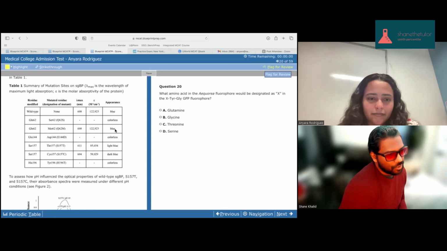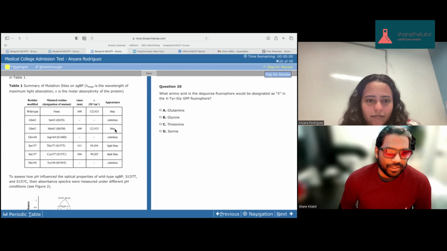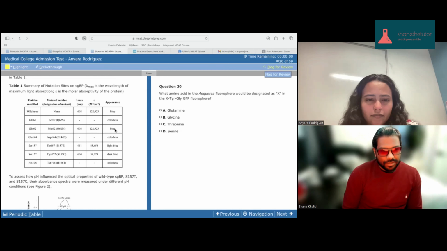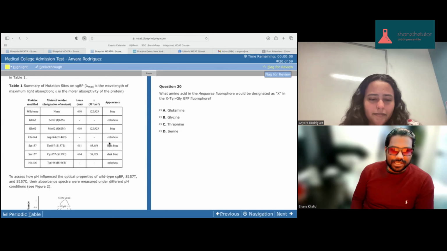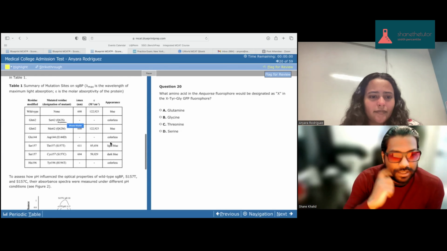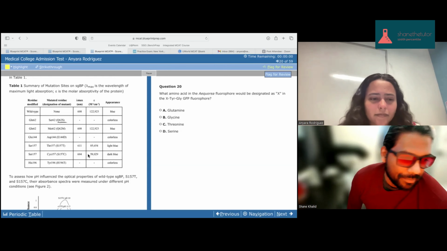So let's see. The wild type, no mutated residue, 608 nanometers max wavelength, then the molar absorptivity, and the appearance is blue. And then we're modifying the residue 62 and turning it into serine 62, because it's in the same location. They're just taking the glycine, or wait, glutamine, I think. Yeah, because of the Q. So yeah, I got it.